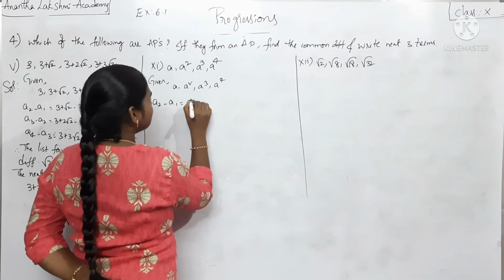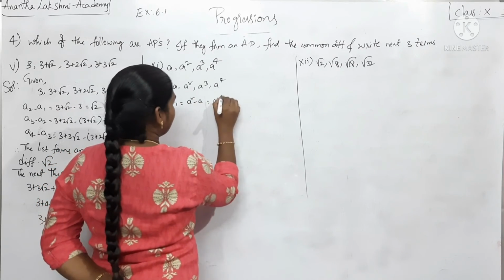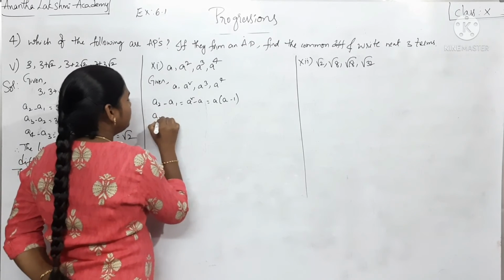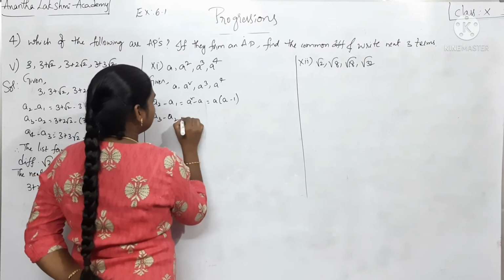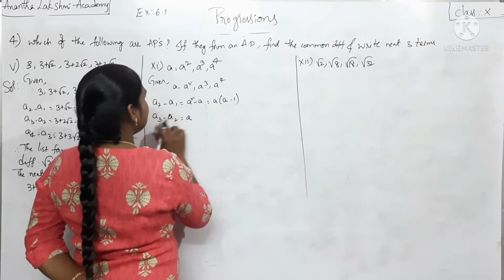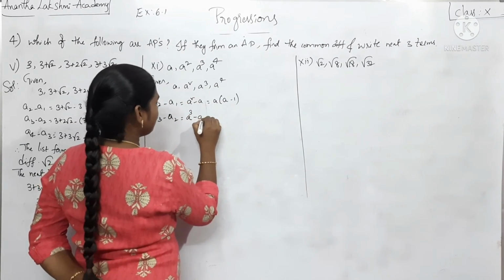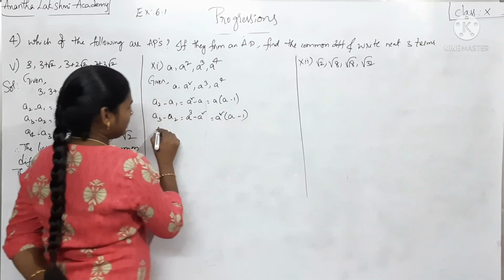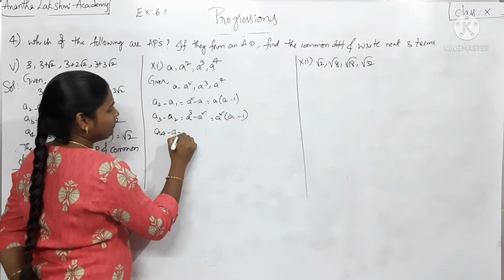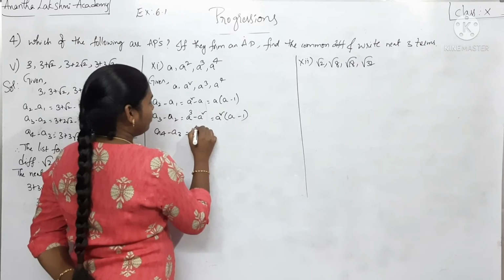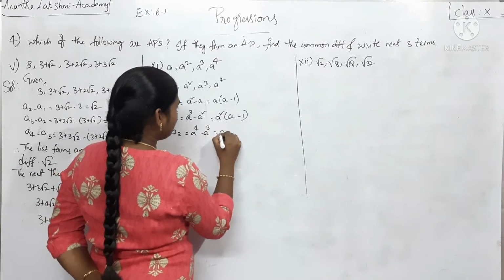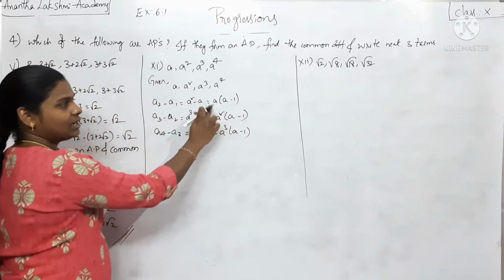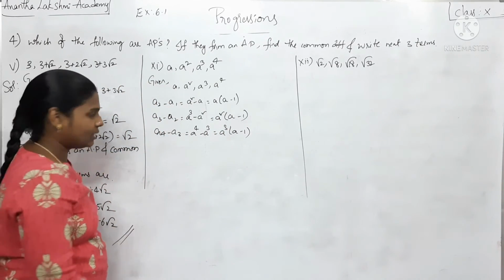A2 minus A1 is a square minus a. If you take a common, this becomes a into a minus 1. And if you do A3 minus A2, this is, A3 is nothing but a cube minus a square. A square becomes common and this is again a minus 1. A4 minus A3, if you do a power 4 minus a cube, a cube is common and a minus 1. So a minus 1 is common, but this a term is not common.